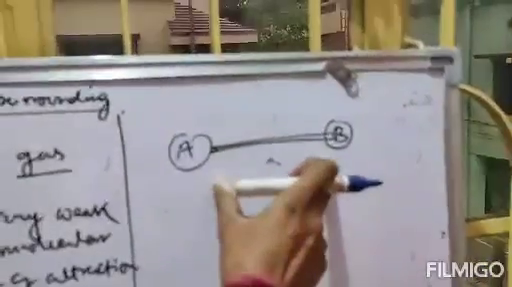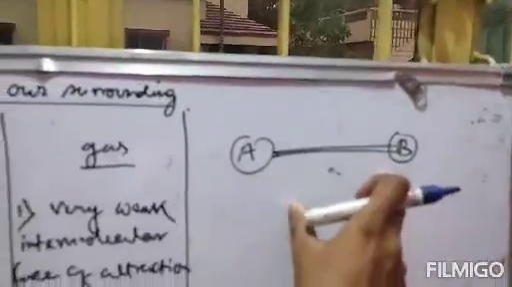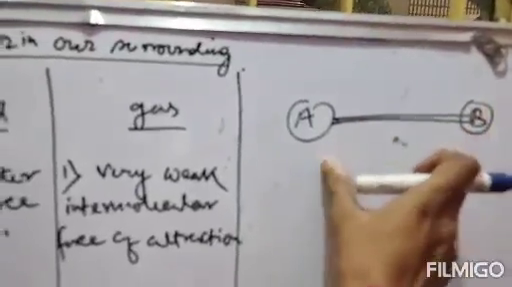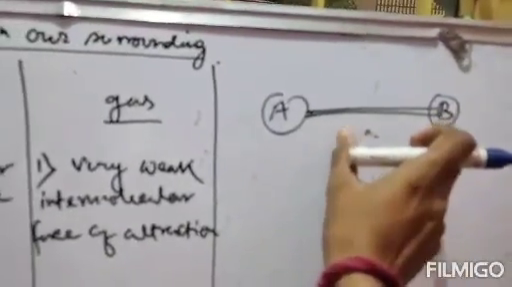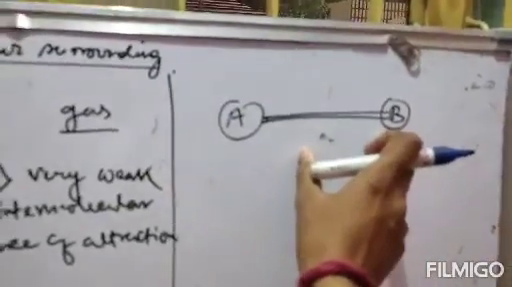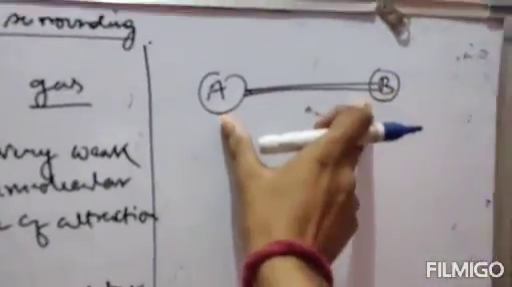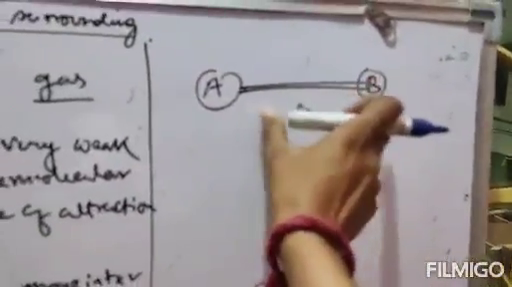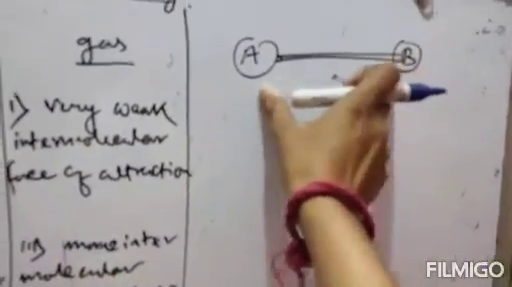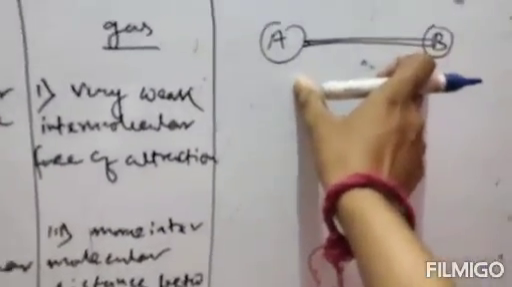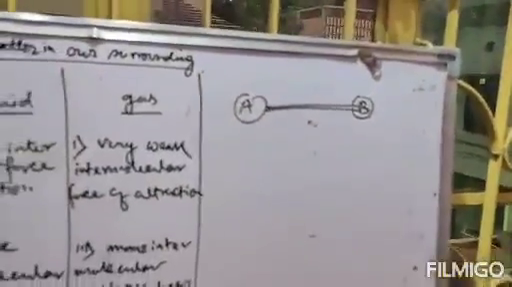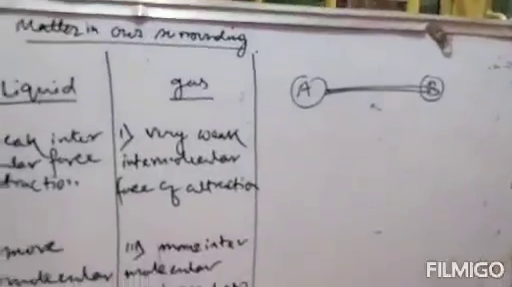If the distance is large, then the intermolecular force of attraction will be weak. So in solid molecules, this spacing is much less, that is, the force of attraction is very strong. And in case of gases, the intermolecular distance is much higher, so they have weak intermolecular force of attraction. If the intermolecular distance is more, then the force of attraction will be weak, and vice versa. Clear?